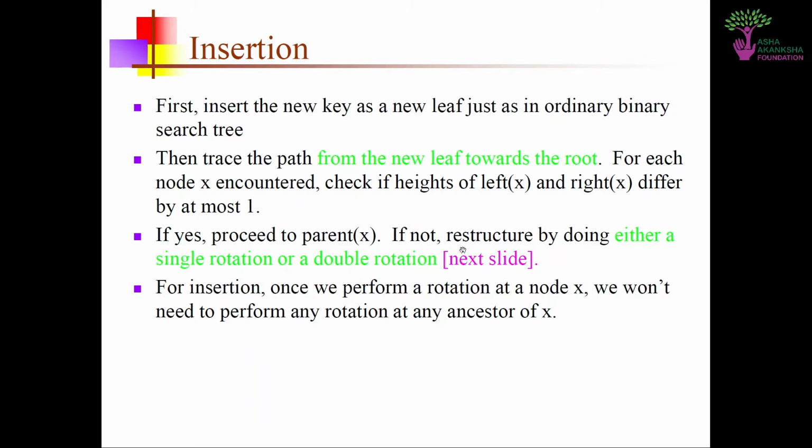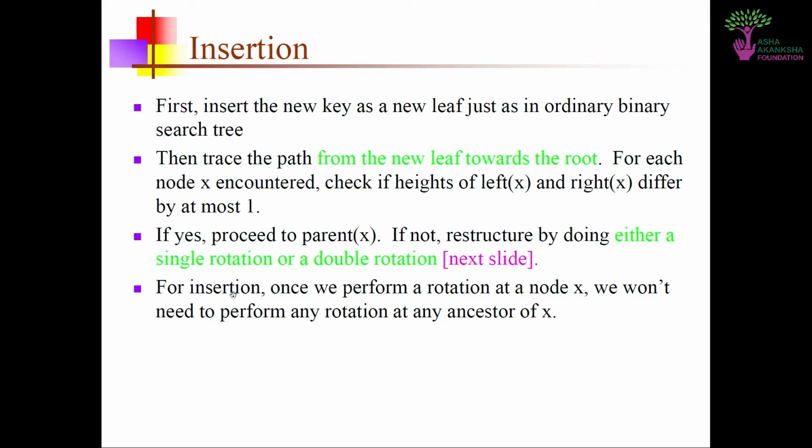And if it is not, then we have to perform a rotation at that node, because if it is not differing by at most 1, it is differing by 2, in which case our AVL property is not being followed. So we have to perform either a single rotation or a double rotation.